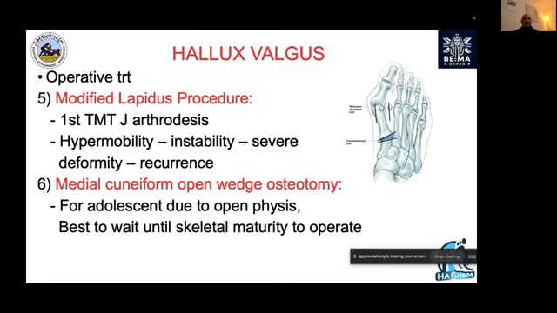If this doesn't help, or if the first TMT has any problem, it's more to do with fusion of the first TMT. The good thing about the fusion of the TMT, or Lapidus procedure, is that it's a proximal correction, so the power of correction is very, very high compared to distal correction.